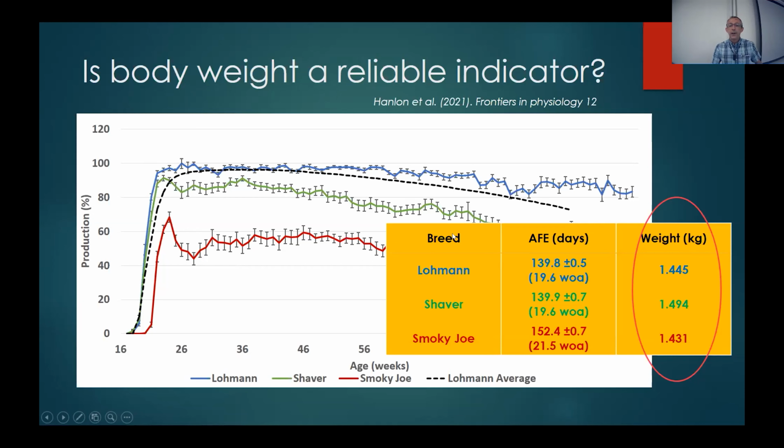What we noticed, though, is although the age at first egg was different between the non-selected strain, the Smoky Joes, and the 2 more commercial strains here, what was striking is, regardless of age, regardless of the time at photostimulation, all of those hens entered lay within a narrow body weight window, all around here between 1.43 kgs and 1.49. So it's a very small body weight window. That led us to think that, well, maybe body weight is actually a good, reliable, potentially indicator to plan when that pullet is going to enter lay.